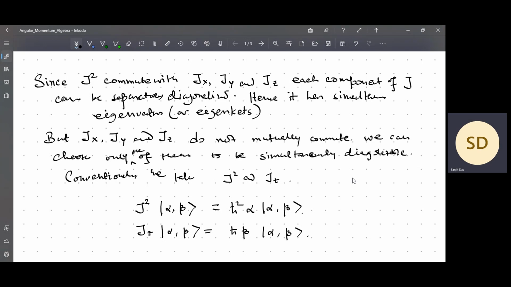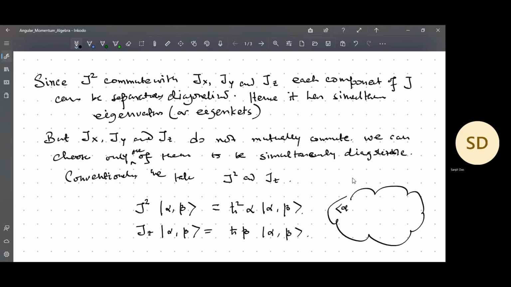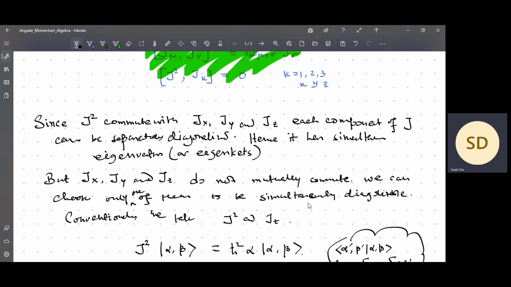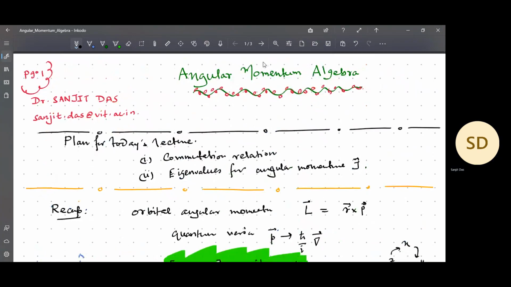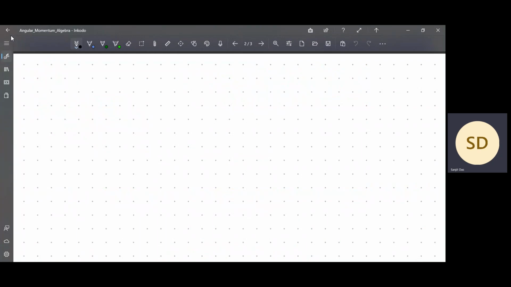We will also assume that the eigenkets are orthonormal. That means I'll just write it here: alpha prime beta prime with alpha beta is equal to delta alpha alpha prime delta beta beta prime. This has been done. Now from here we will move forward and try to understand what the possible alphas and betas are.